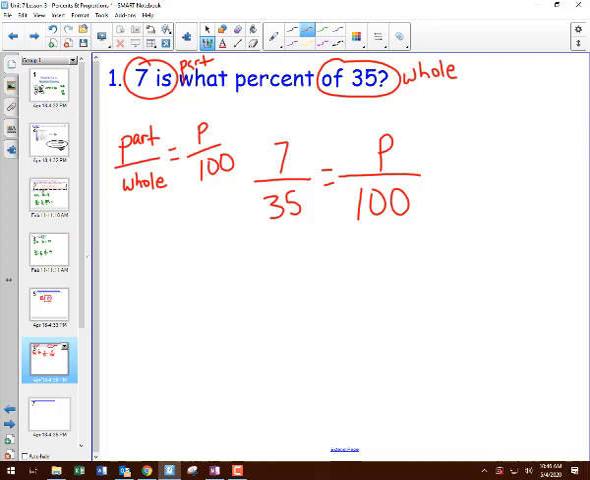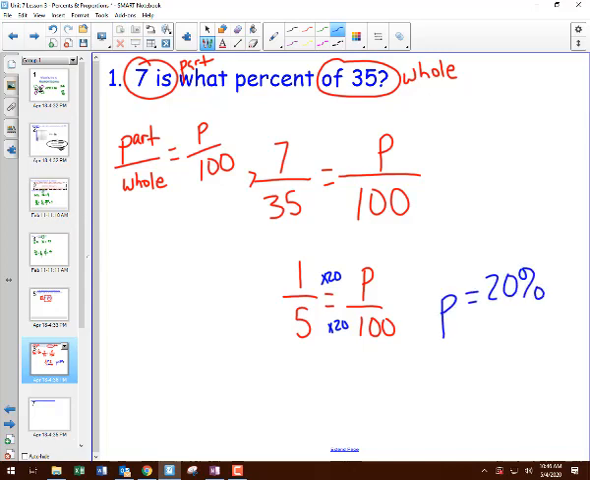Okay, so we have this set up, and now we have basically two options. We can simplify and find the rule. Doesn't always work out, or we can use cross products. This one actually works out pretty good. If we just simplify 7 over 35, we'll reduce by 7 and get 1/5 is equal to P over 100. We'll find the rule. How do you get from 5 to 100? Well, you multiply by 20. That rule has to apply on top if it is a proportion. So 1 times 20. We're going to get P equals 20% in this one.